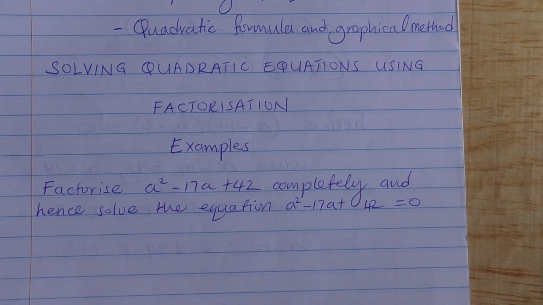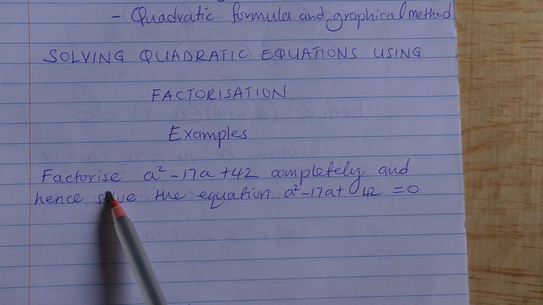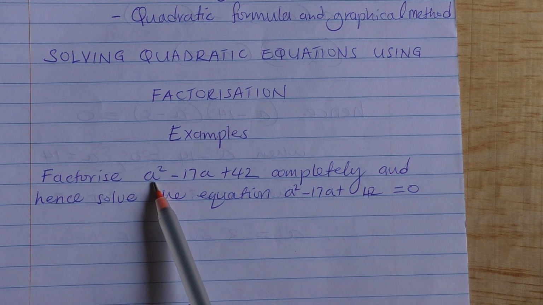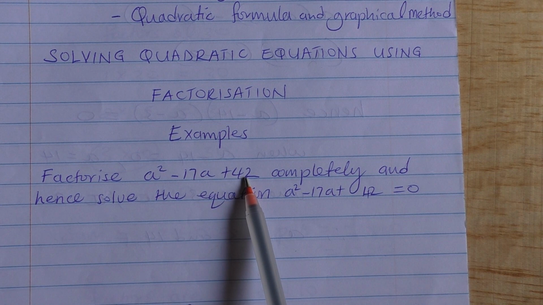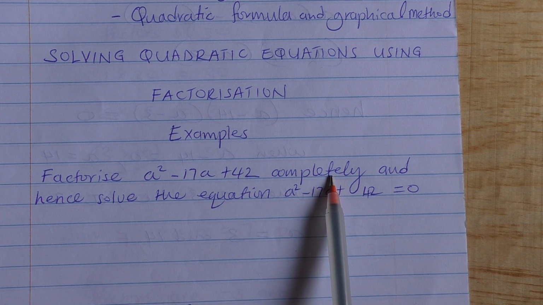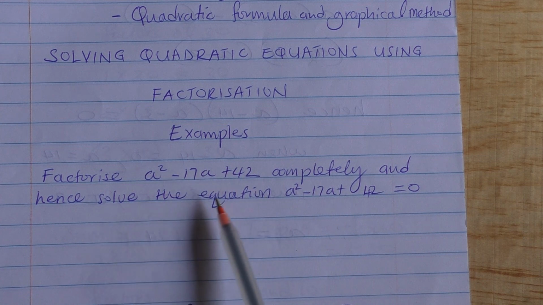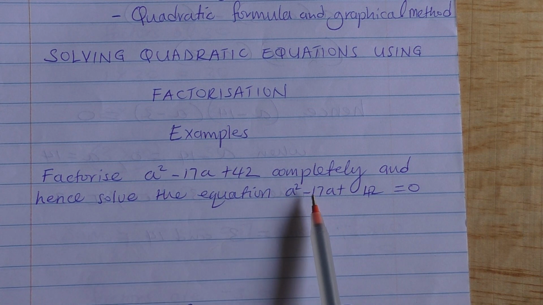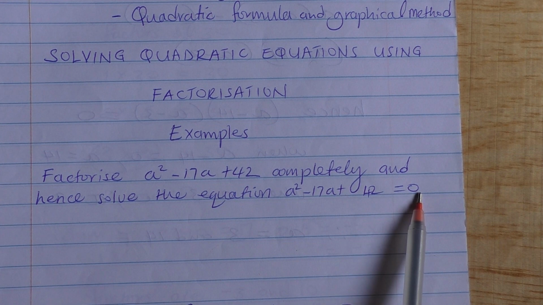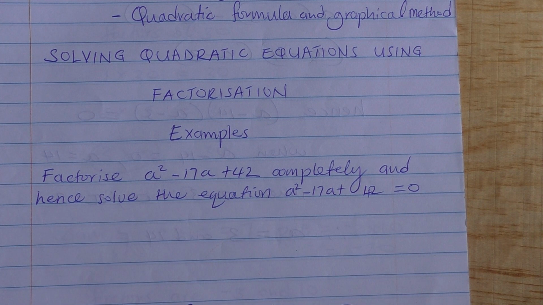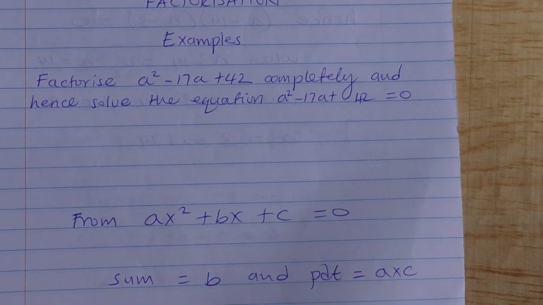For instance, we are told to factorize a squared minus 17a plus 42 completely, and hence solve the equation a squared minus 17a plus 42 equals 0. So these are the basics.